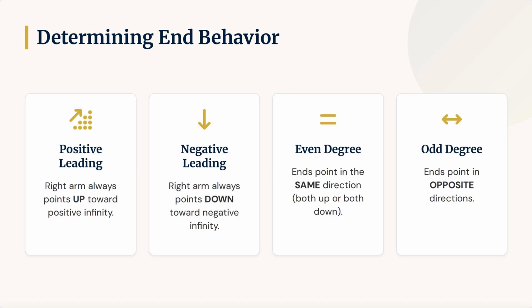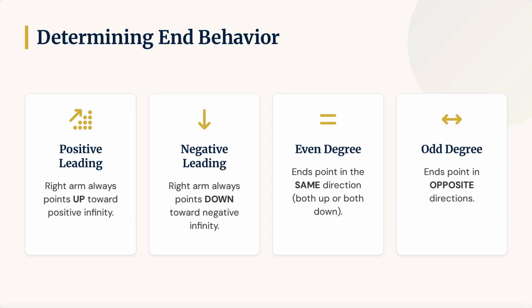The first one is the degree of the polynomial and the sign of its leading coefficient. First, the leading coefficient. If the leading coefficient is positive, the right side of the graph always rises towards positive infinity. Conversely, if the leading coefficient is negative, like we see in the image, the right arm always falls down towards negative infinity.